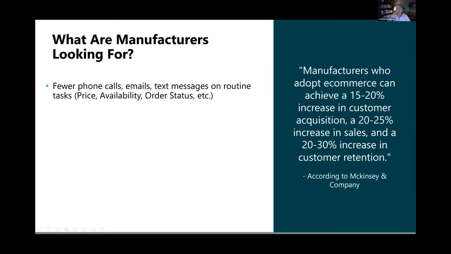Let's go into some of the areas where you have a lot of manual processes where we know you would like to improve. That typically occurs around the volume of phone calls, emails, and text messages that you get for routine tasks. When I talk about routine tasks, it's some of those things I mentioned in the previous slide. What's my part number? What's the status of my order? When am I going to get it? Can I pay the invoice? Can I get a copy of the invoice? What's the price? Is it in stock? If it's not in stock, when will it be in stock, right?